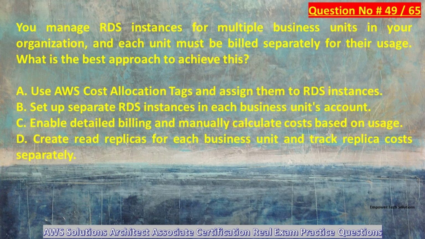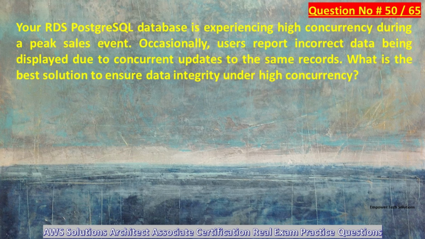C. Enable detailed billing and manually calculate costs based on usage. D. Create read replicas for each business unit and track replica costs separately. Your RDS PostgreSQL database is experiencing high concurrency during a peak sales event. Occasionally, users report incorrect data being displayed due to concurrent updates to the same records.